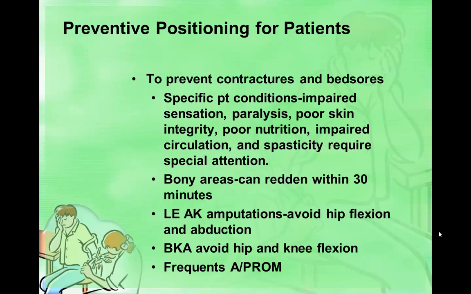For lower extremity above knee amputations, you want to avoid hip flexion and abduction to reduce contractures. For bilateral knee amputation or below knee amputation, avoid hip and knee flexion. Of course, that's for contractures also. And frequently do active or passive range of motion exercises with the patient, or teach the patient or family to do those exercises when you're not available.